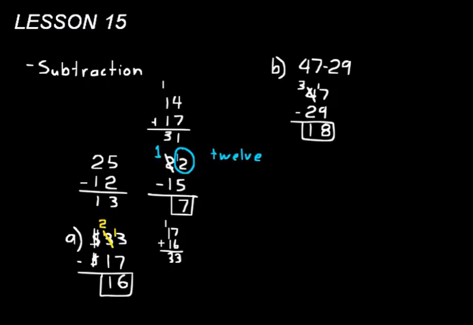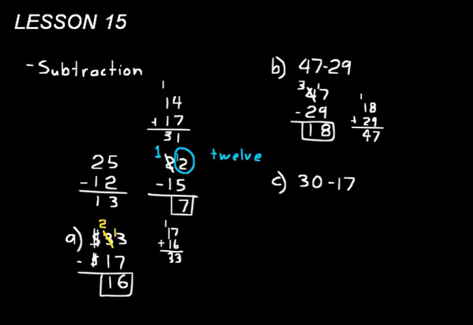Let's check our work. Add up, so we'll do 18 plus 29. 8 plus 9 is 17. Bring that 1 over to the tens column. 1, 2, 3, 4, 47. So that did work. We did our subtraction correctly.